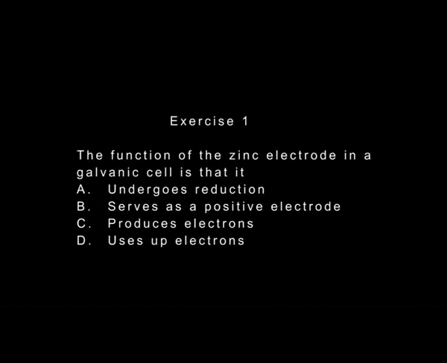Exercise 1. The function of zinc electrode in galvanic cell is that it A. undergoes reduction, B. serves as the positive electrode, C. produces electrons, and D. uses up electrons. The correct answer is C, produces electrons, because the zinc electrode produces the electrons that flow towards the copper electrode.